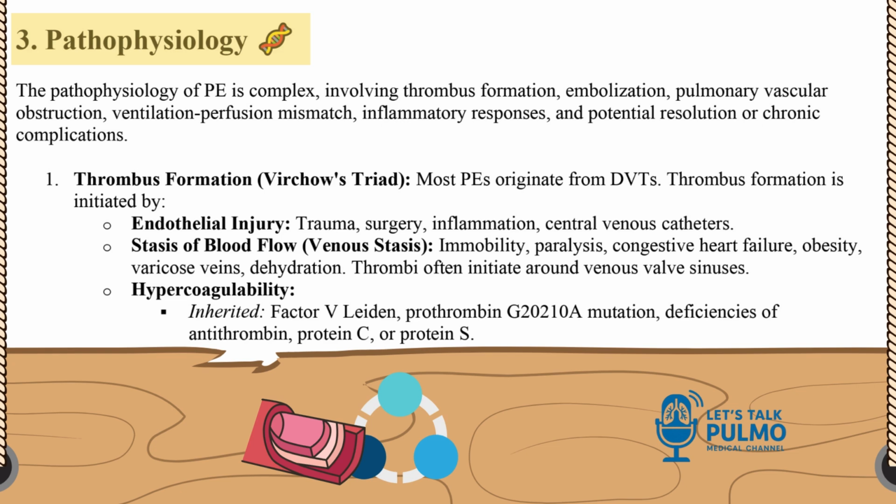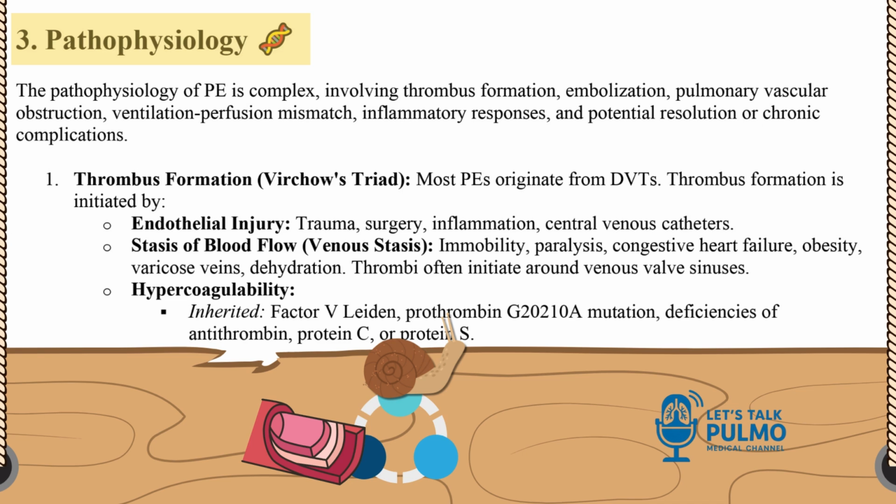What's the second factor? Second is stasis of blood flow, or venous stasis. Basically, blood flow slows down or stagnates. Think about prolonged immobility, like after surgery or on a long flight, or conditions like congestive heart failure or obesity. When blood isn't moving well, clotting factors can kind of hang around longer and are more likely to initiate a clot. And the third element of this triad?